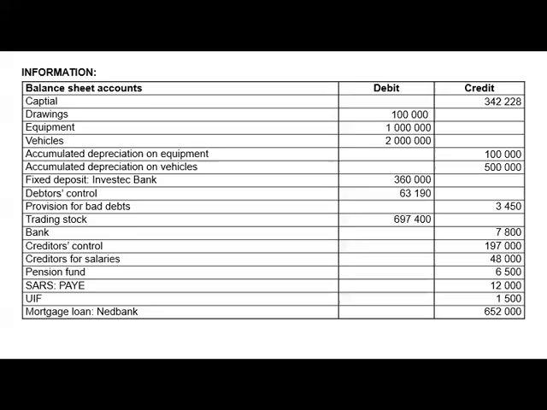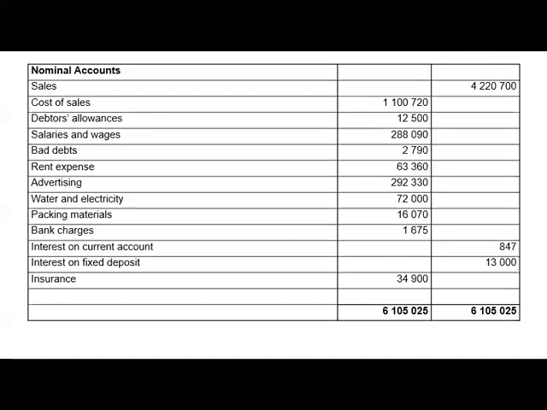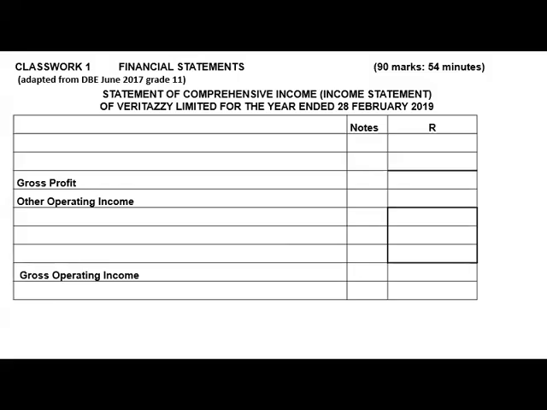And as I move on, I'll get to the trial balance. For the trial balance, I really can't do much with this, but one thing I know for sure that I can use will be my nominal accounts, where I have sales of 4,220,700. I will take that to the income statement. Cost of sales is 1,100,720. I'll put that in the income statement as such. And debtors allowances of 12,500.